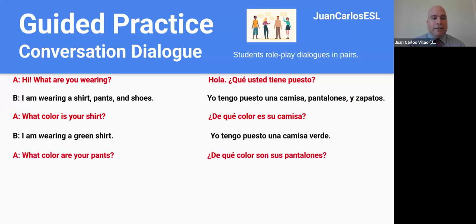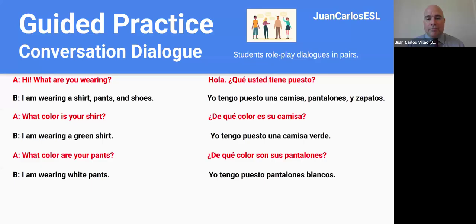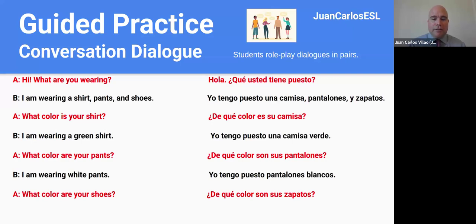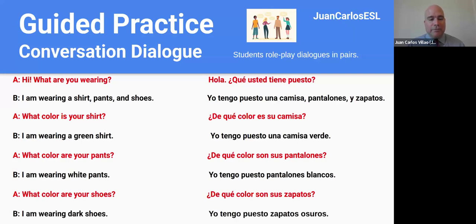And then student A continues the conversation by asking, what color are your pants? ¿De qué color son sus pantalones? I am wearing white pants. Yo tengo puesto pantalones blancos. And then, what color are your shoes? ¿De qué color son sus zapatos? I am wearing dark shoes. Yo tengo puestos zapatos oscuros.